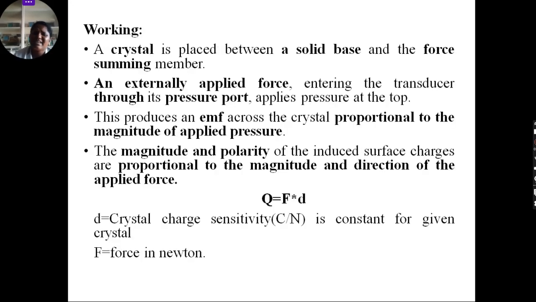In the working operation, a crystal is placed between a solid base and a force-summing member. An external force applied enters the transducer through the pressure port, applied at the top. This produces an EMF across the crystal proportional to the magnitude of the applied force. The magnitude and polarity of the induced surface charges are proportional to the magnitude and direction of the applied force. Q is equal to d into F, where F is the force in newtons and d is the crystal charge density in coulomb per newton. The crystal charge density is constant for a given crystal.